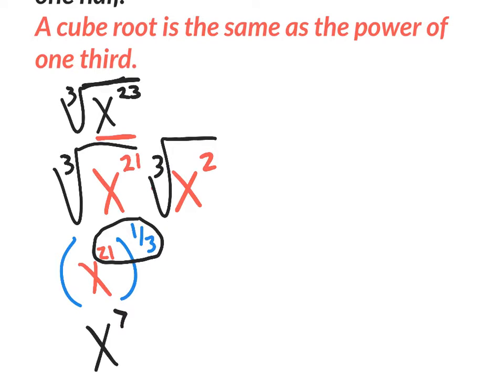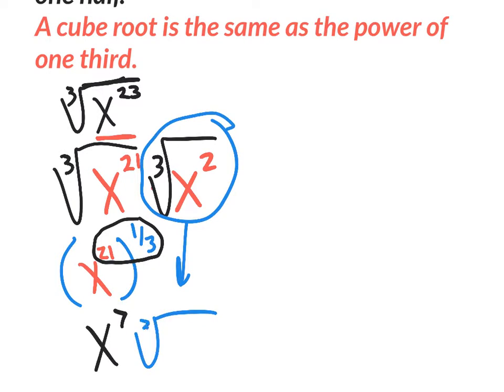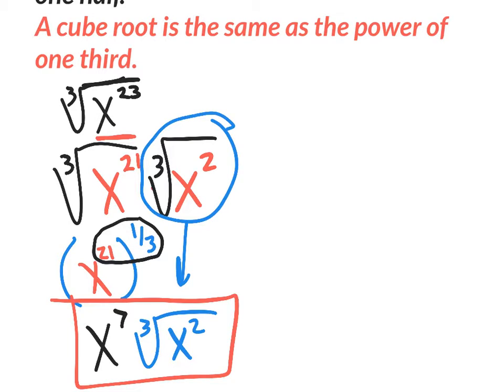Now this other one, there's nothing to do there. You can't do the third root of x squared. So let's just bring it down and put it there. Third root of x squared. So there's your answer: x to the 7th, third root of x squared. Go for it, guys.